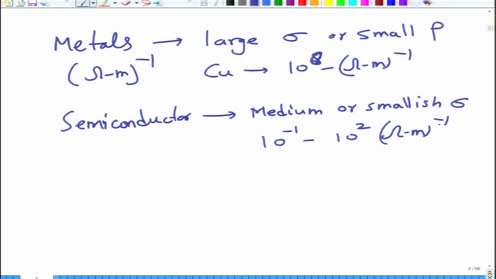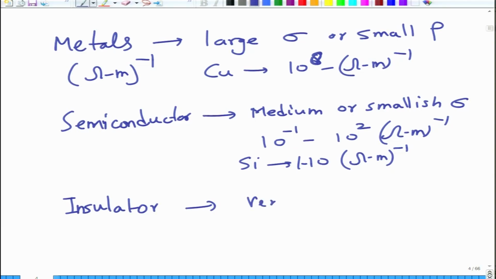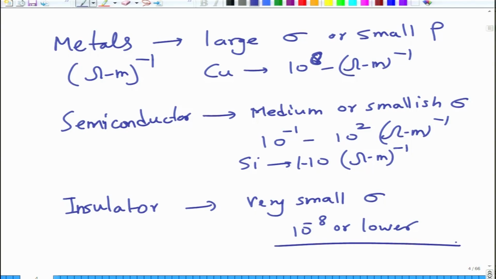So silicon will have a value of about 10 to the power 10 ohm meter inverse. If you look at an insulator, it will have very small conductivity. So essentially you are looking at conductivity of the order of 10 to the minus 8 or lower. In this category you will have most of the compound materials, oxides, nitrides, carbides. Many oxides are very insulating, so they will all be in this category.